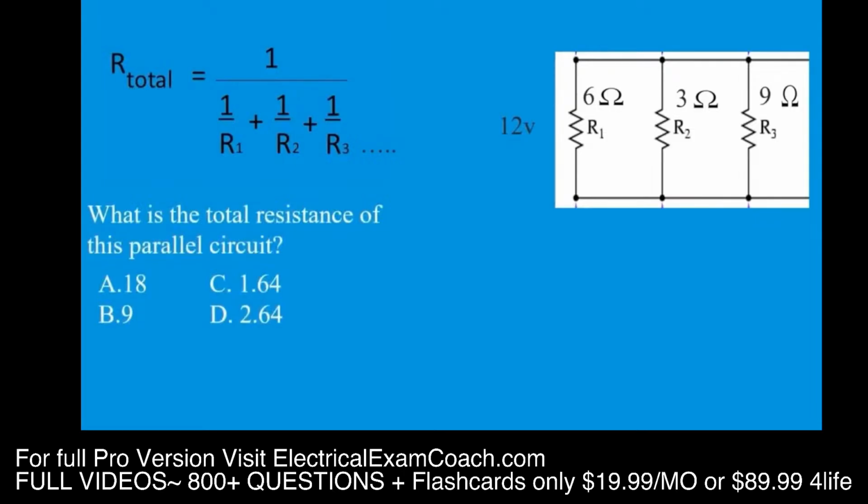I want to note right away that we have 4 options here in our question. The answer is always going to be smaller than the smallest resistor in the circuit. So if you're in your testing center and you get a question like this, we can tell right away that A and B are not going to be correct, because the total resistance of a parallel circuit is going to end up being smaller than the smallest resistor. That's an easy way to figure that out.